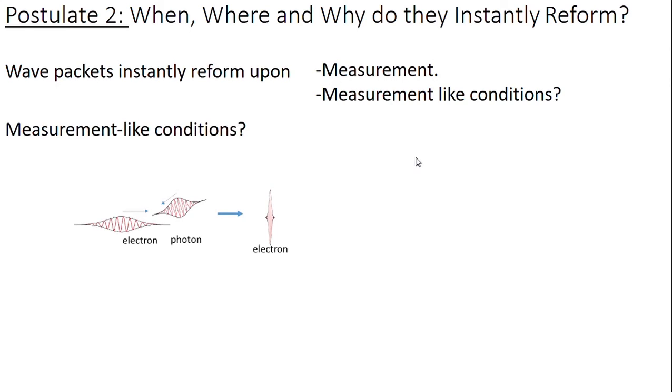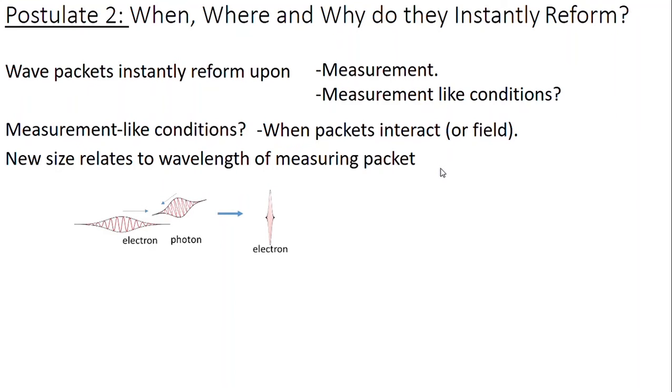And what are measurement-like conditions? Well, that's when wave packets interact, or they interact with a field created by many other wave packets. So how big does it get and so on? Well, here I have a photon hitting an electron, and if the photon is absorbed by the electron, then it'll instantly reform to some new spot, and it'll get much smaller if the wavelength of the measuring packet is smaller than the electron wave packet. So if the photon wavelength is actually very large, this could actually make it instantly get bigger, but most of the time when we're measuring stuff, we tend to make stuff get a bunch smaller.